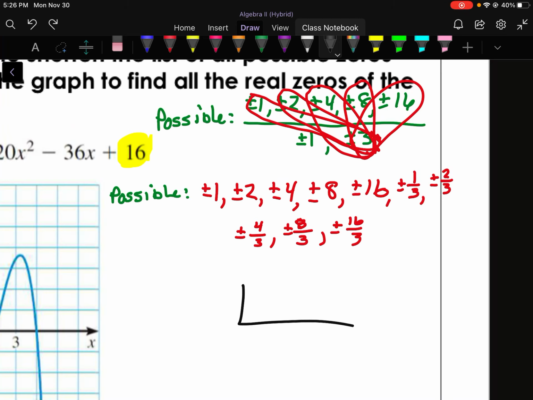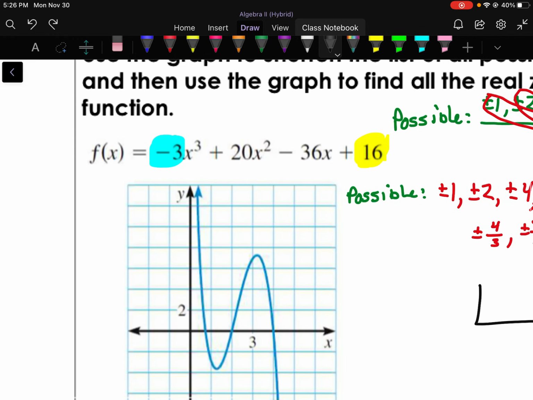And so you imagine how long that would take for, let's see, we have 2, 4, 6, 8, 10, 12, 14, 16, 18, 20 possible answers. You'd have to take all that time to get through all of those until you find the actual zeros. That's not worth it. So if you have a graph, use it.